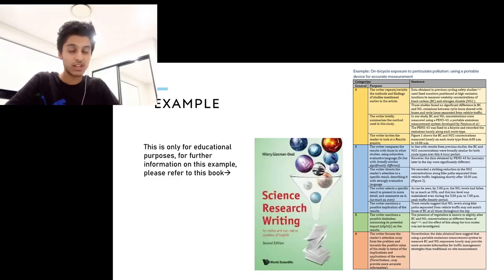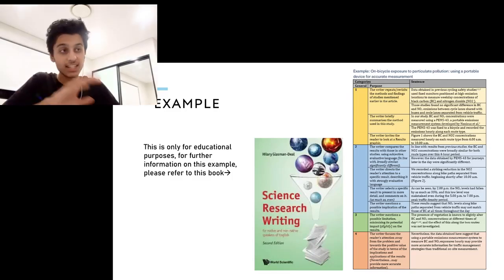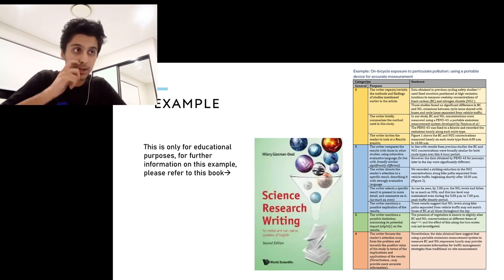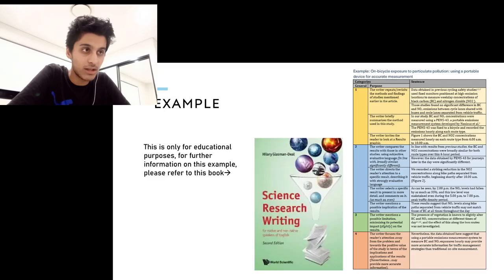Finally, in the second point, the writer mentions a possible implication. Now, in the third section, the writer mentions a possible limitation. Now, look how they do it. The presence of vegetation is known to slightly alter BC and NO2 concentrations at different times of day, and the effect of this along the two routes was not investigated.